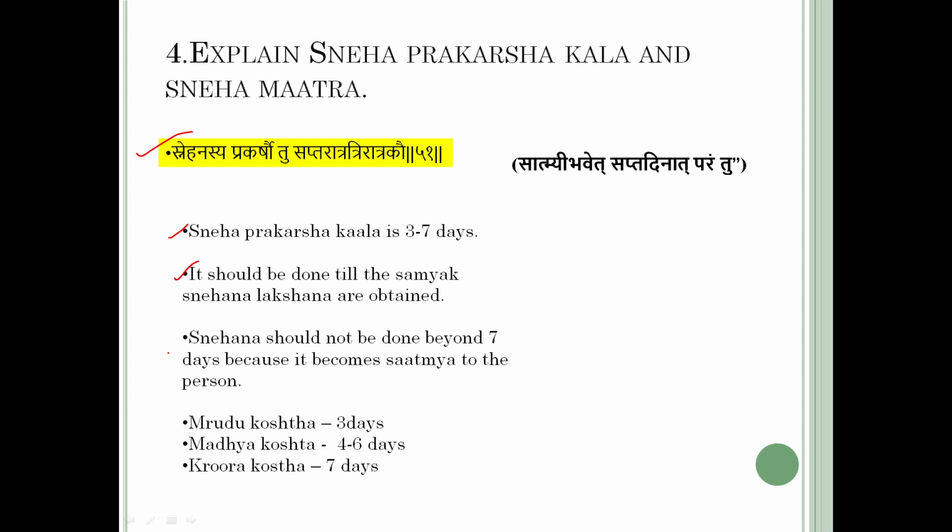Okay, next one is Snehana should not be done beyond 7 days because it becomes Satmya to the person. Here in the commentary of Chakrapani Datta, he has given Satmi Bhavet Saptadinat Paramtu. So after 7 days, the Sneha will become Satmya to the person. So it should not be given beyond 7 days. Next is how it will affect the person. For Mrudu Koshta person, you can just give for 3 days. If the person has Mrudu Koshta, he will get Snehana in 3 days. If the person is Madhya Koshta, he will take 4 to 6 days. And if the person has Krura Koshta, then he will take 7 days to obtain the Snehana. So these many days you have to give the Snehana to the person.